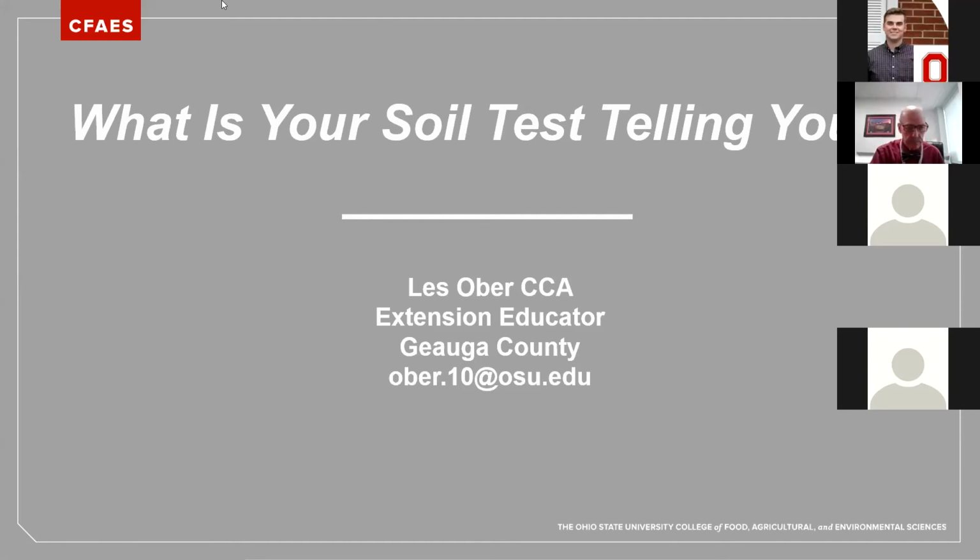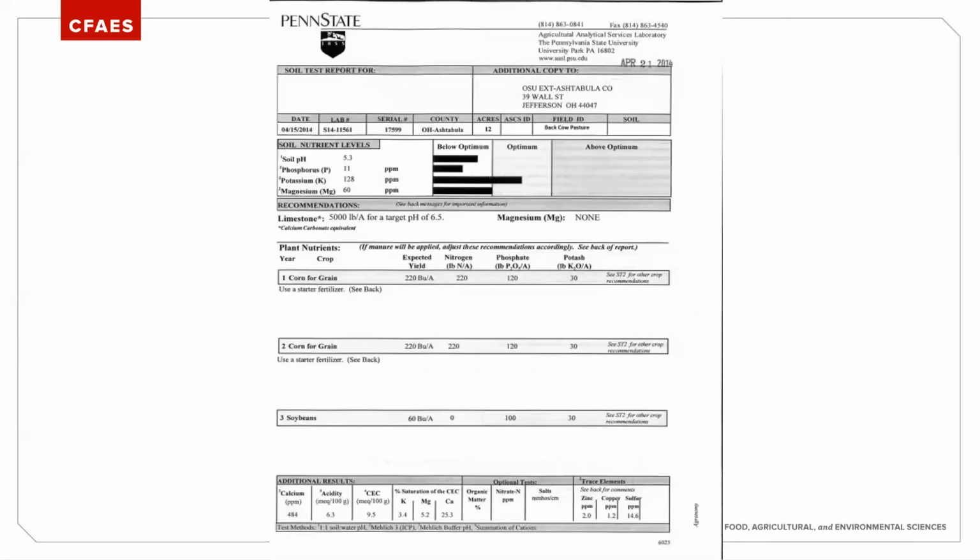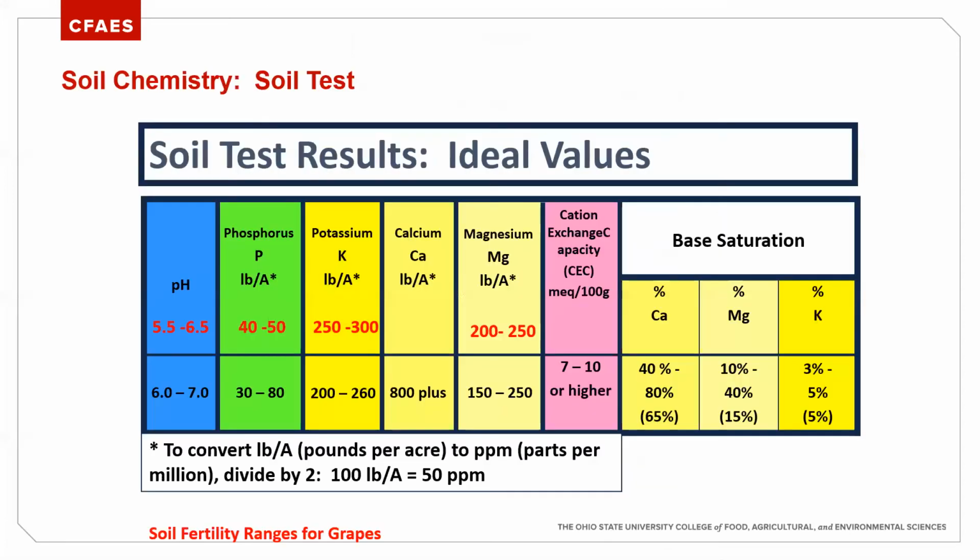My name is Les Ober, extension educator from Geauga County, also a certified crop advisor, and I primarily do agronomic work, but I also do some horticulture. Go ahead, next slide. Okay, pass that one up, because in the essence of time we're not going to spend time on that. Go to the next slide.